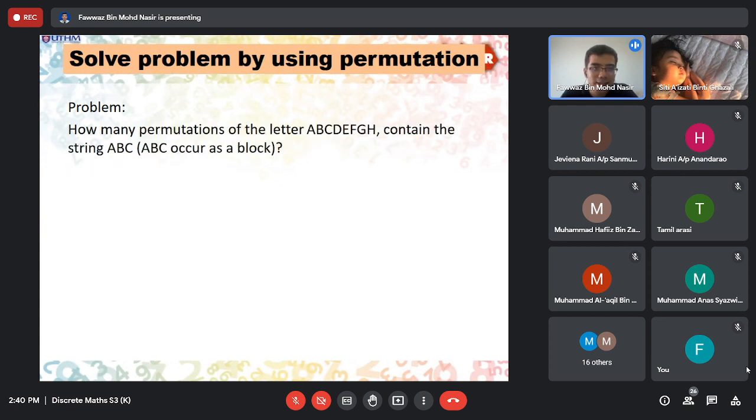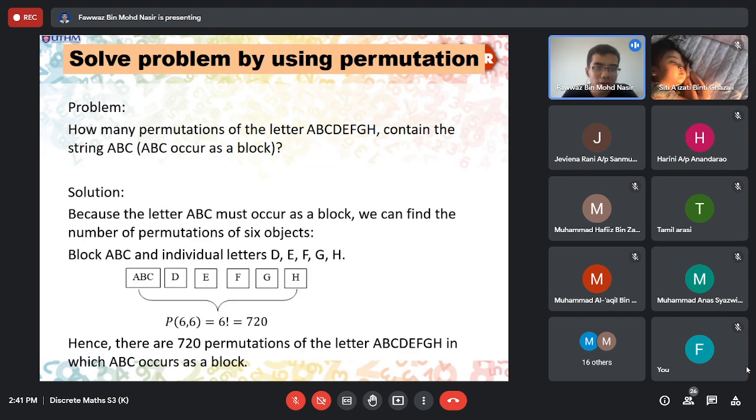Then we look at the next example. How many permutations of the letters A, B, C, D, E, F, G, H contain the string ABC? In this case, it says to find the number of ways we can arrange these, but in our arrangement there must be the string ABC. Basically, since A, B, C sit next to each other, we consider ABC as a block.